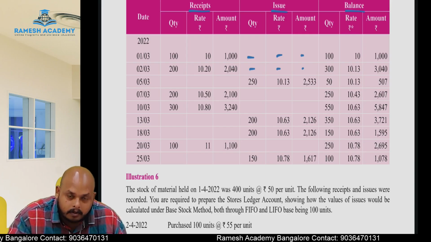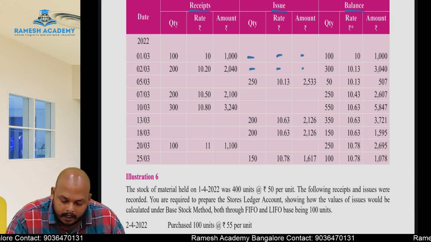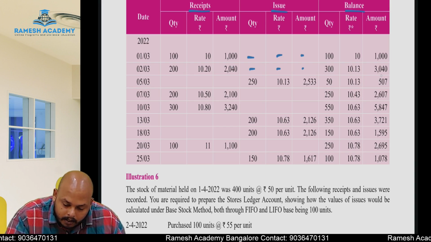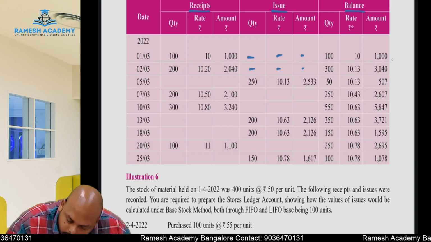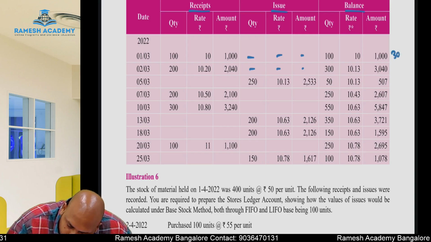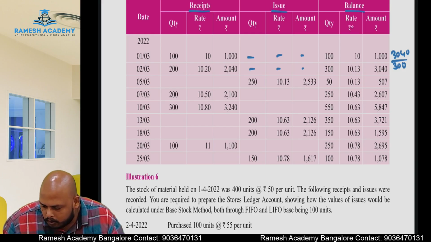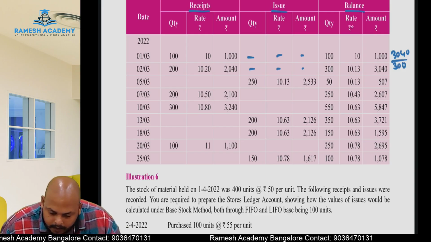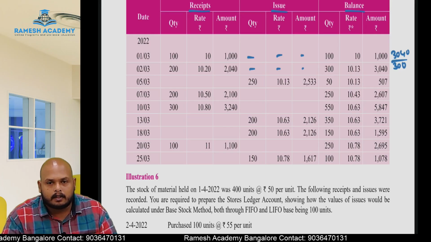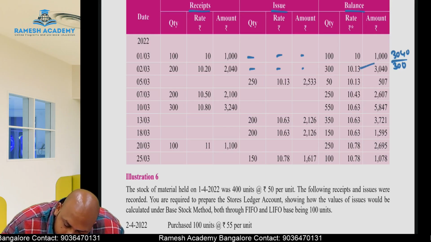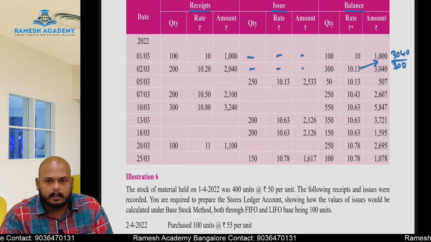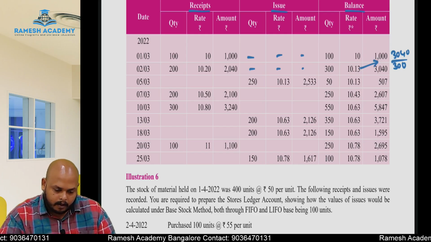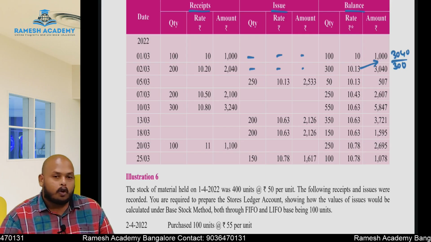1000 plus 2040 is 3040. Here the weighted average price is very simple. 3040 divided by 300, that is called the weighted average price, 10.13. That is how he got 10.13. Okay? Next, on 5th March issued how many units?